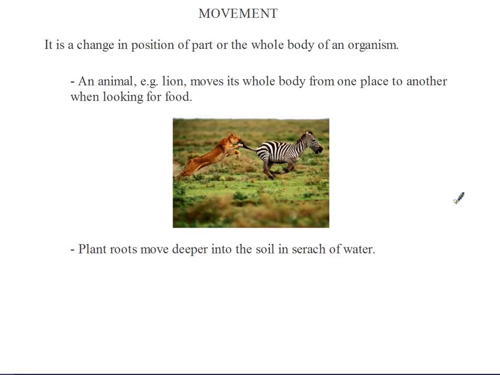Now, it's a change in position of parts or the whole body of an organism. Now, we move from one room to another in our houses. Plant roots also do the same. They move in search of water. Plant leaves move in search of light. So movement, all living things must be able to move. Whether it be part of the body or the whole body, it still has to be able to move.